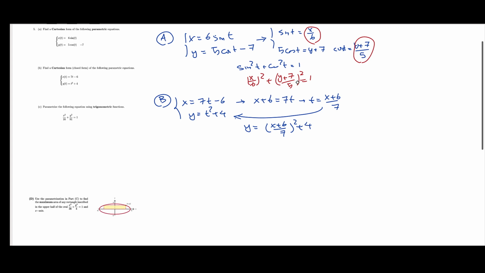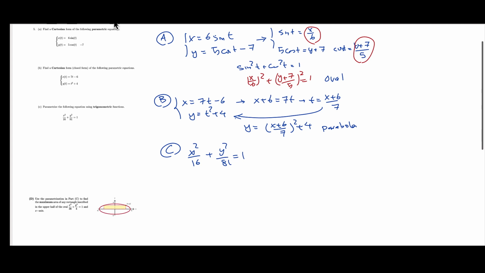The first one was an oval. This one is a parabola. Now it's asking us the other way around. A Cartesian form is given, and it's asking us to find it in parametric form using trigonometric functions.